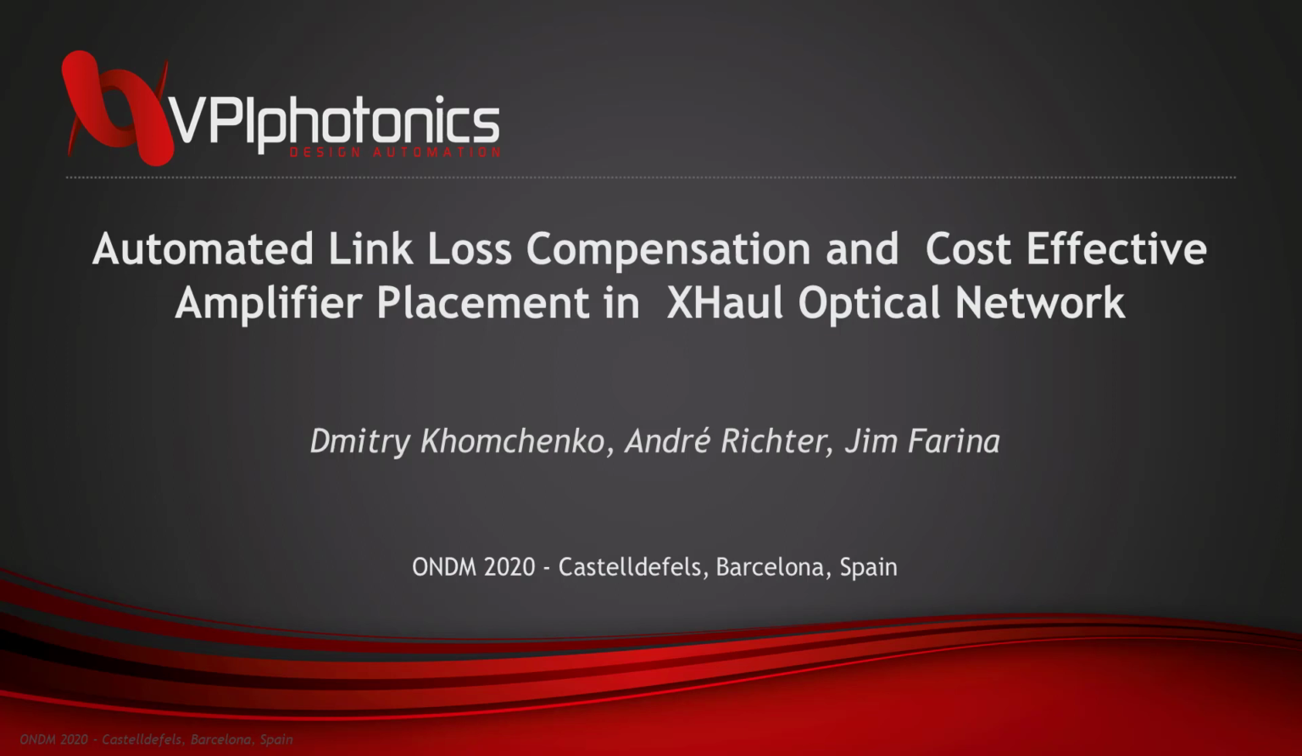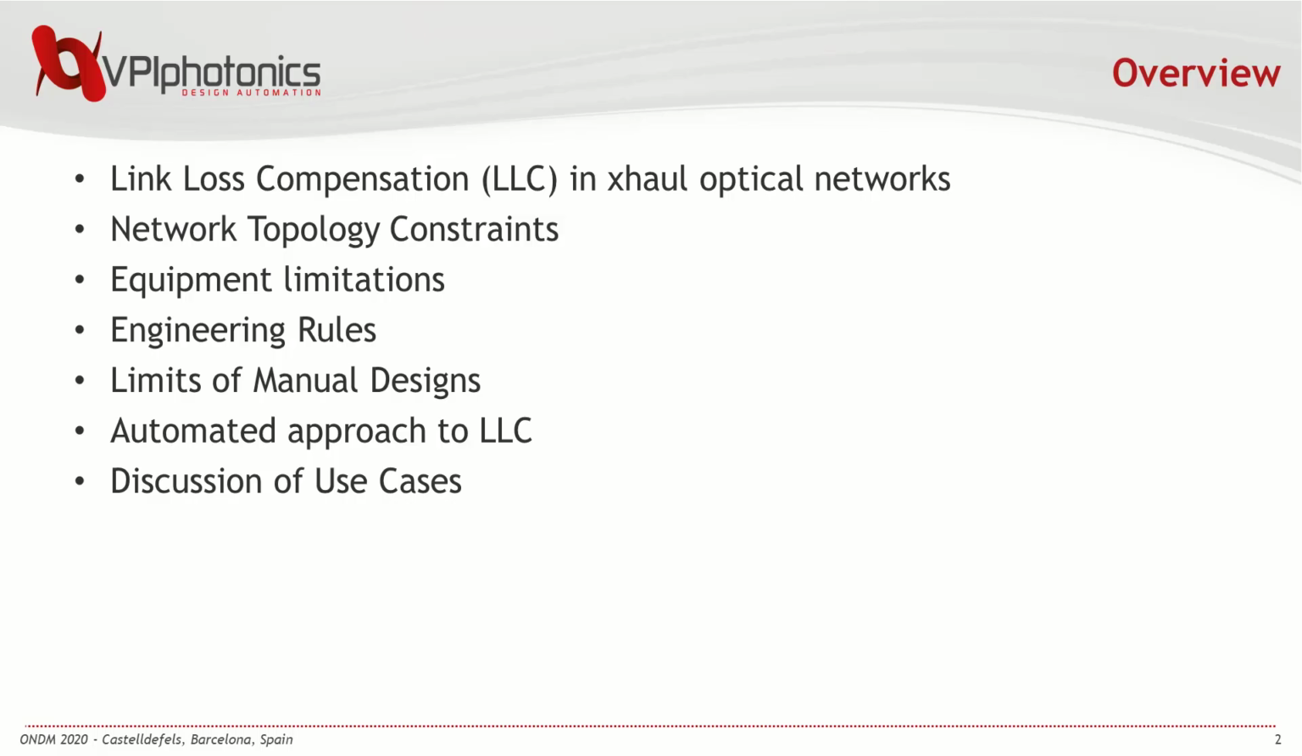Welcome to this video. Today we will talk about link loss compensation and amplifier placement in XHaul optical networks in general and in front-haul optical networks in particular. First of all, there will be a few words about why we need amplifiers and sometimes DCMs in front-haul networks. What should we keep in mind when we do loss compensation? For instance, where we can add amplifiers to design a feasible network.